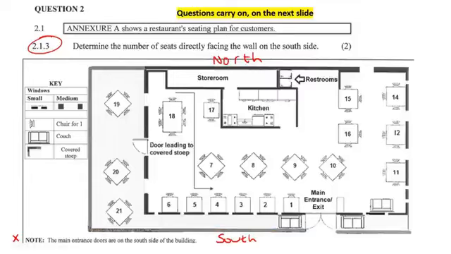So that would be people who sit there, there, there, there, there, there, there, and there. So let's count. 1, 2, 3, 4, 5, 6, 7, 8, 9, 10, 11, 12, 13. Okay, so that's the answer. 13 chairs which are facing the south side.